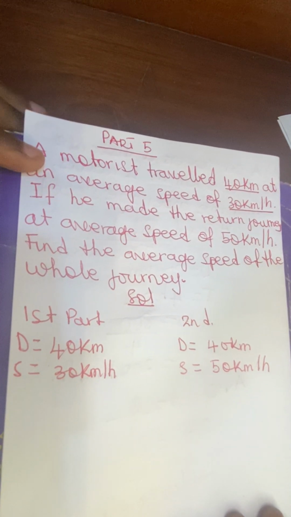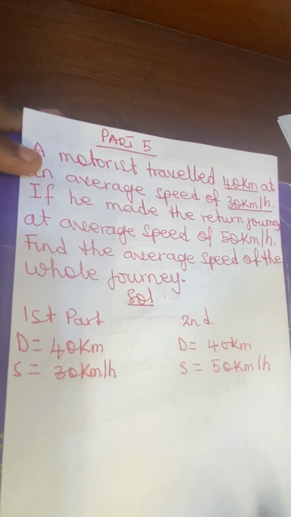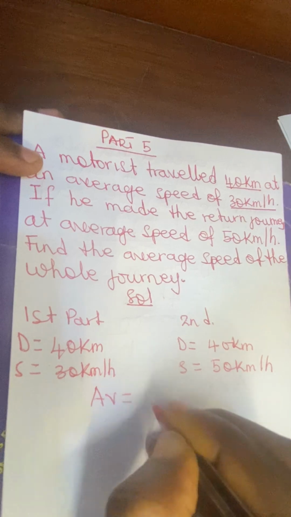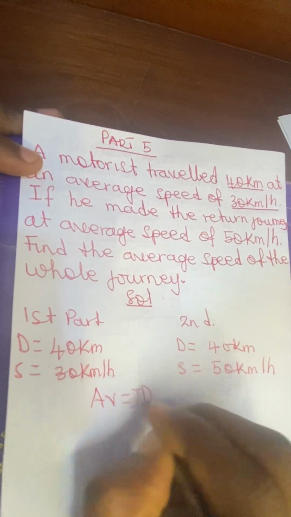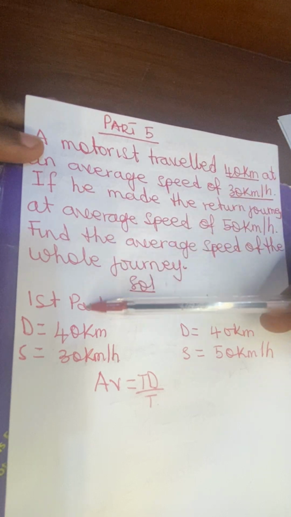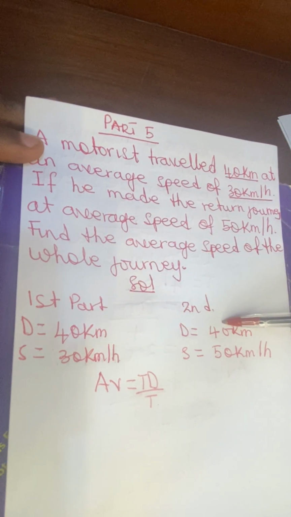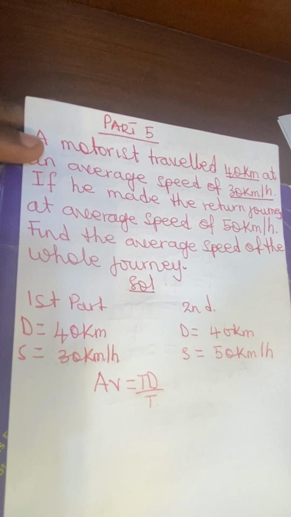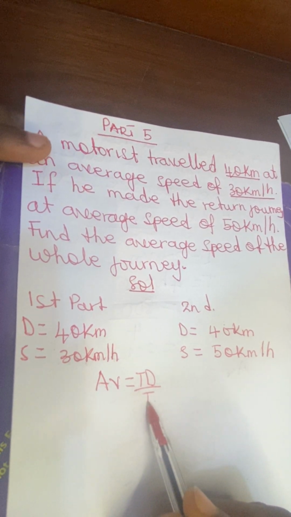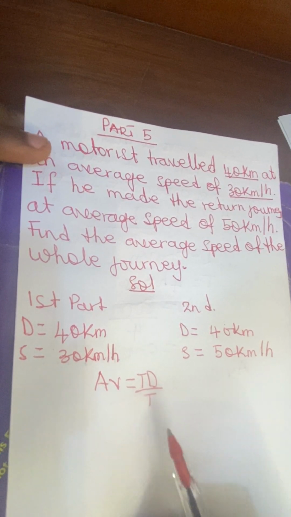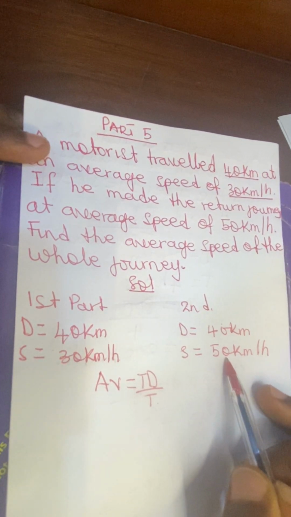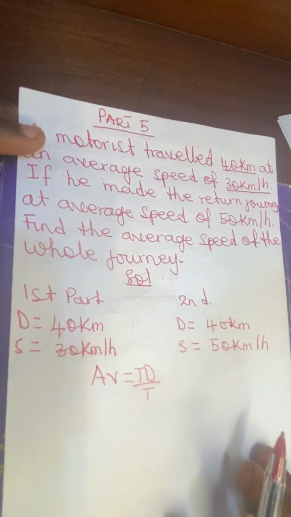Now, we were asked to find the average speed of the whole journey. Remember, average speed is our total distance over time. Here, we have the distance for the first part and the distance for the second part, so for the distance we are okay. But now we don't know the time. So we need to find the time for the first part of the journey and the time for the second part of the journey. Now we put them together.